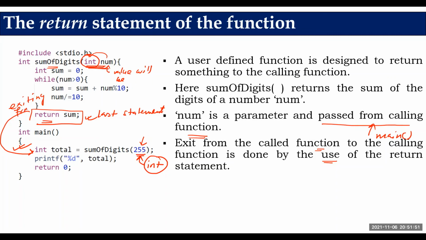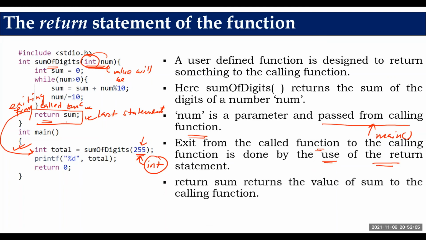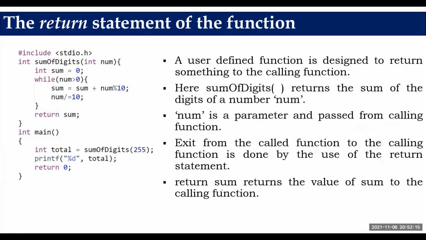From where? From the called function, from the user defined function, exiting. So how to do that? Through the return statement. So what will it return? It will return sum. What is sum? Look carefully. Return sum returns the value of sum to the calling function. So what is sum? Sum is a local variable. It is declared as 0 and it is updated inside this while loop.